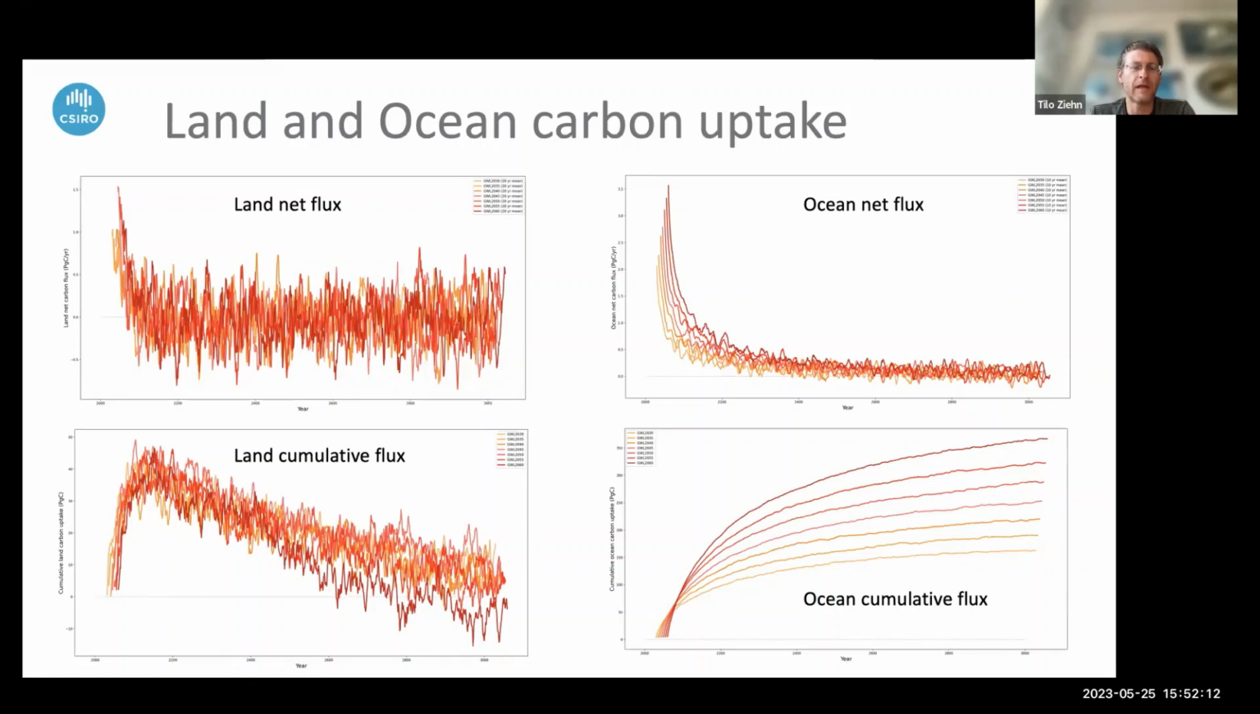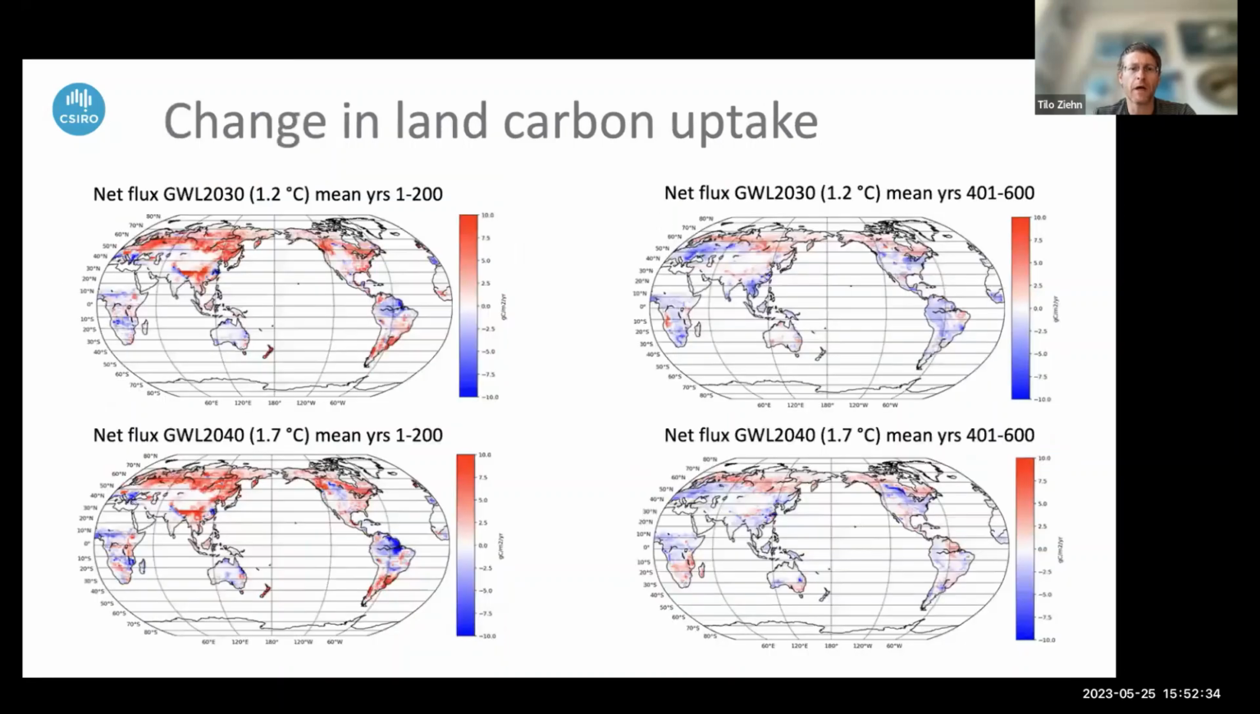The behavior of the land is different. Initially, over the first 100 years or so, the land remains a sink and continues to take up carbon. But then instead of becoming neutral, the land becomes a small source of carbon. And it remains a source for a very long time, as you can see in the cumulative carbon plot at the bottom left. And we already started to look at where those changes in the land carbon flux are coming from at the spatial scale.